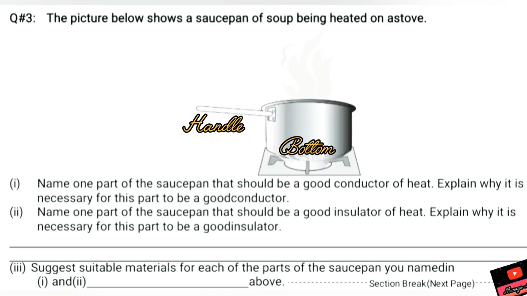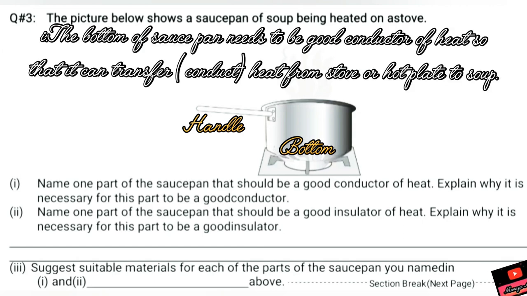The picture below shows a saucepan of soup being heated on a stove. The body and the bottom should be a good conductor so that heat can easily transfer and get into the soup. And the handle should not be a conductor. It should be an insulator, because the person who is cooking this dish should not get his hand burned. So the answer for question number 1 is, the bottom of the saucepan needs to be a good conductor of heat so that it can conduct heat from the stove or hot plate to the soup.